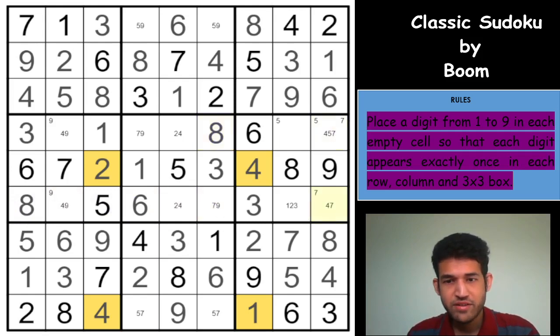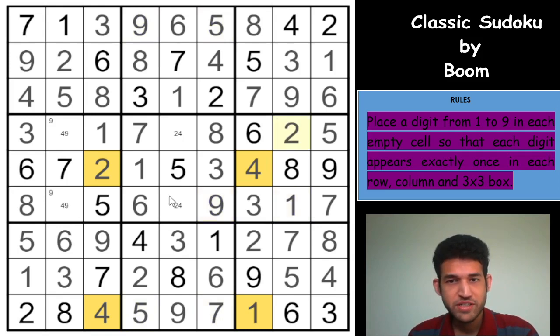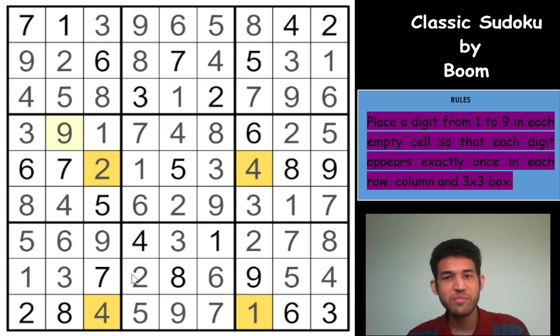And 7 goes here in column 9. So that's a 5. And 7 goes here in box 5. That's a 9. That's 9. That's 5. That's 5. That's 7. 1 and 2. So 1 goes here. 2 goes here. 2 goes here, 4 goes here, 4 goes here, and 9 goes here. And with that, we have completed this amazing Sudoku created by Boom.